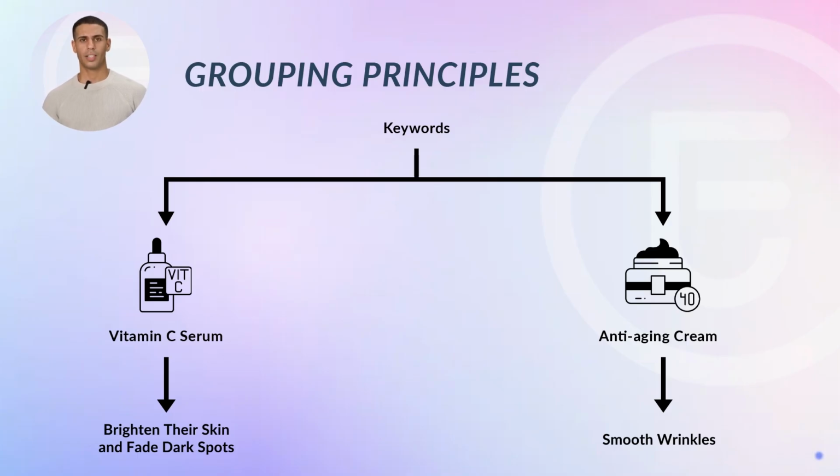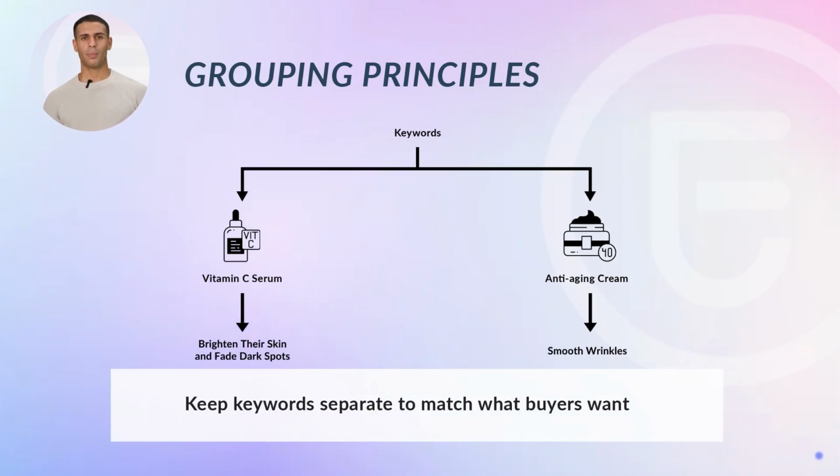These keywords should live in entirely separate ad groups. Mixing them waters down your message, reduces ad relevance, and ultimately drags down your campaign's performance. Grouping by keyword theme allows you to write better ad copy, create more relevant landing experiences, and increase your chances of converting.